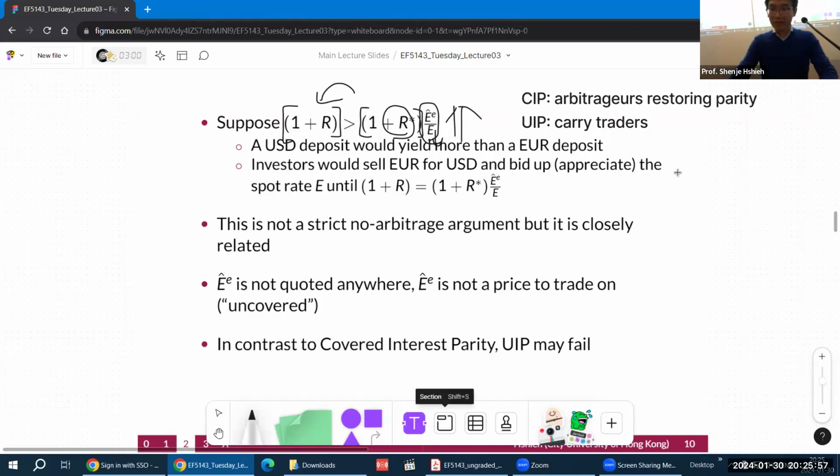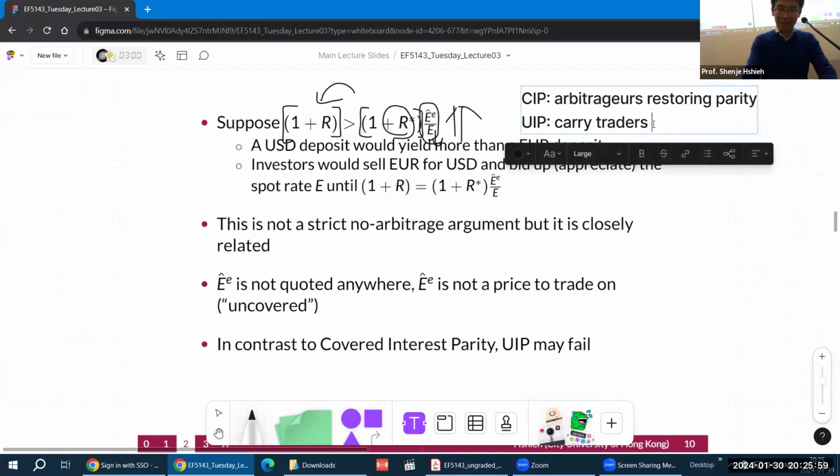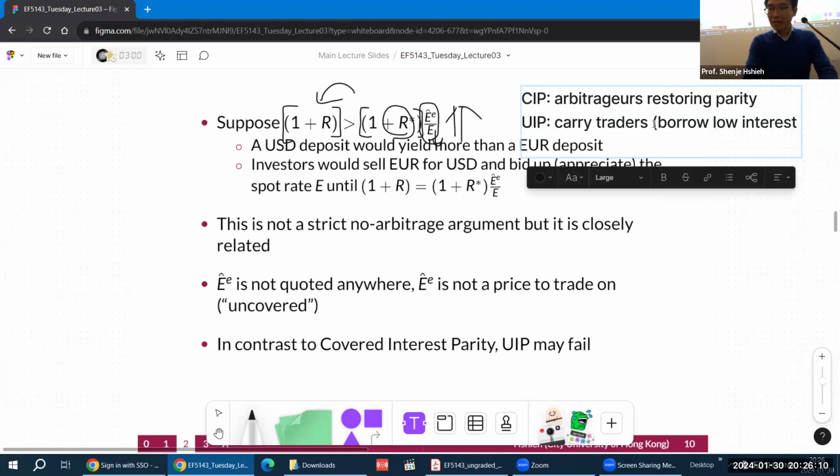So carry trade is defined, I hope you guys read the slides, as to borrow at low interest rates and lend at high interest rates. Okay? So to conduct a carry trade means you're borrowing at one interest rate and then lending at another interest rate.